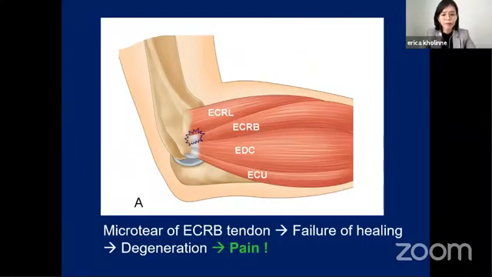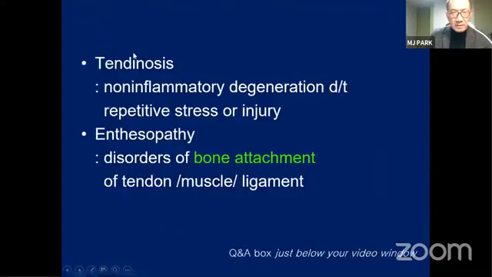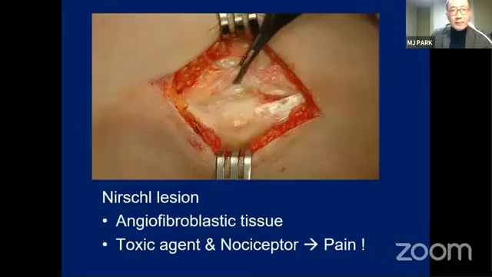Lateral epicondylitis can be defined as ECRB tendon microtear, resulting in the failure of healing and degeneration. So it's a kind of tendinosis, or it can be called enthesopathy, which is a disorder of the tendon-bone junction.